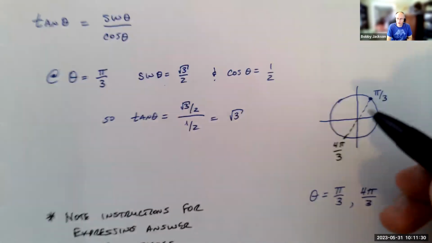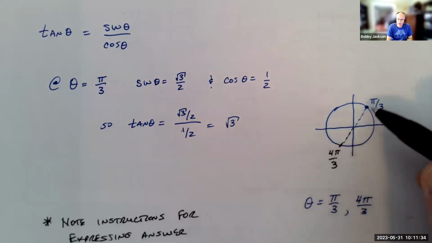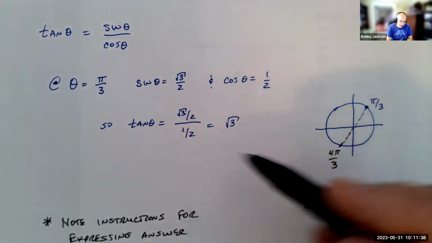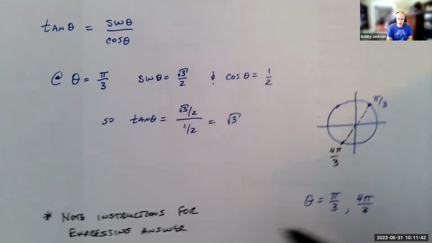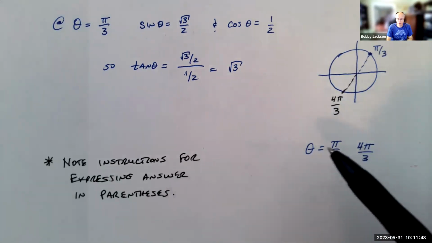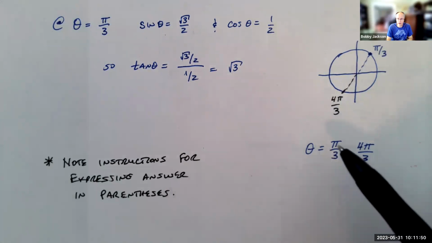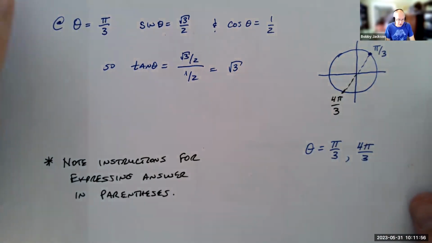when I'm doing my solutions, I'll usually just draw a picture of the unit circle and mark the angles where I know that they're going to give you the values needed. So pi over 3 and 4 pi over 3 are the two values. Make sure you note the instructions for expressing answers. They're listed in the parentheses. So you have to list your answers separated by a comma. You have to give exact values using, of course, the pi symbol, and write it in fraction form. You can't give approximations for these.